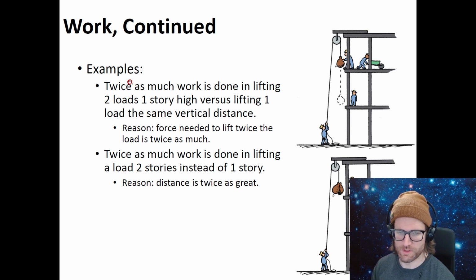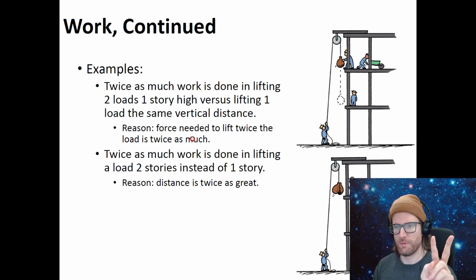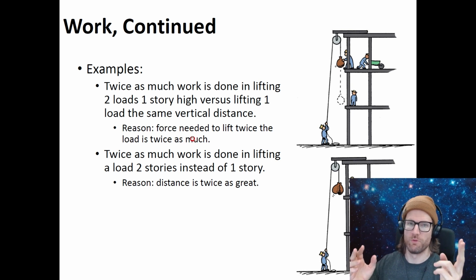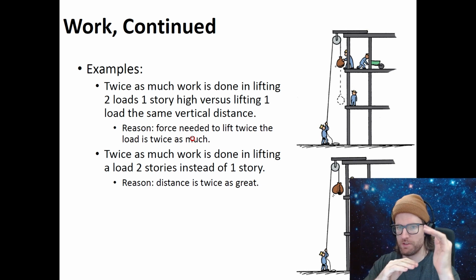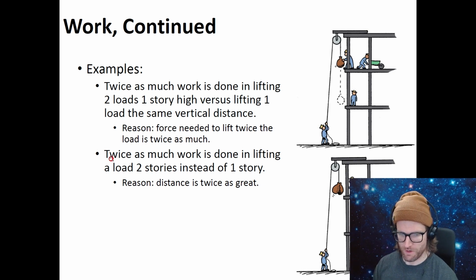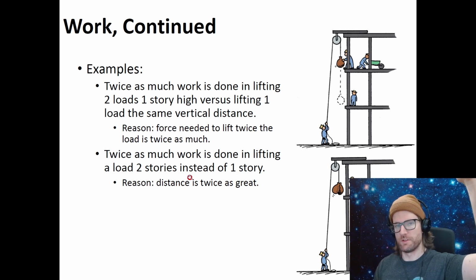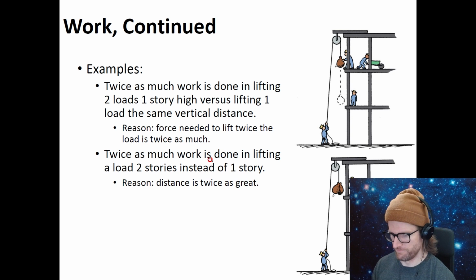Let's do these examples. Twice as much work is done in lifting two loads one story versus lifting one load the same vertical distance, because the force needed to lift twice the load is twice as much. So 2 times the mass requires 2 times the force over the same distance, twice as much work. Twice as much work is done lifting a load 2 stories instead of 1 story. So you lift something 2 times as far, twice as much work.